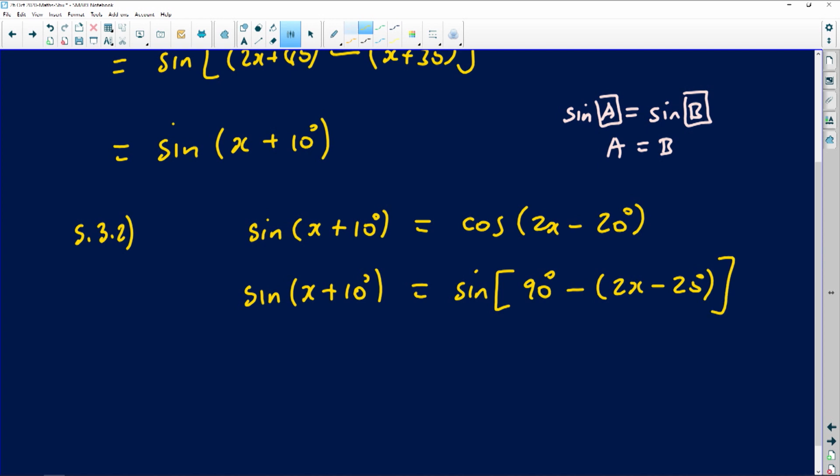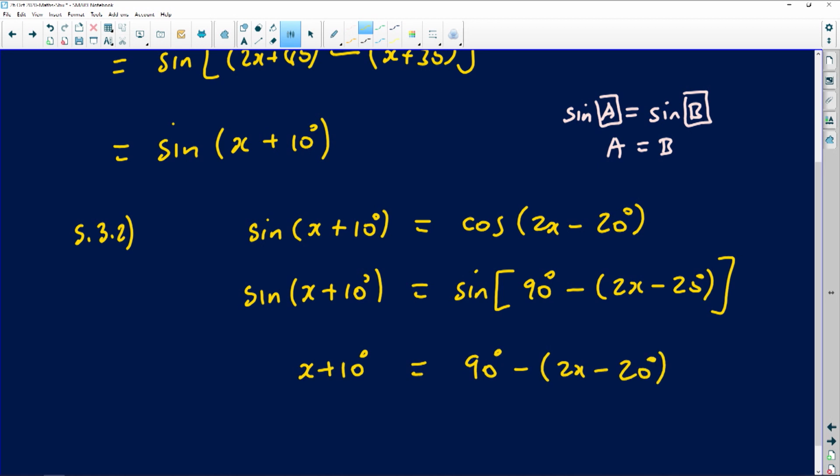If you work your way back in reverse and you have to reduce sine of 90 degrees minus anything, it reduces to the cos of that angle that you're looking at there. So now I'm sitting with a situation where the trig ratios look exactly identical. If they do, I can drop them and equate the angles, which means that now I'm going to say, okay, x plus 10 degrees is equal to 90 degrees minus 2x minus 20 degrees, okay?